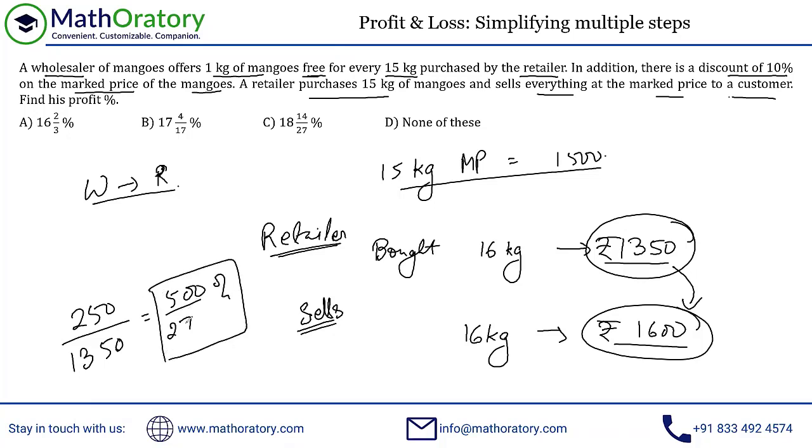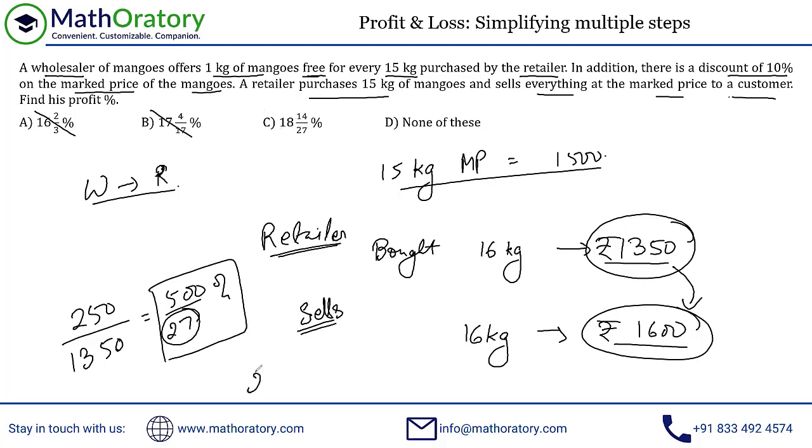If you don't want to work out how much this is, because in the options you can find it's given in fractions, just notice the denominator here. There's a 27 out here, and in the 500 you don't have any multiples of 3. So this is not possible any which way. The only feasibility is this one. If this doesn't work out, then it has to be none of these. So just work the other way around.